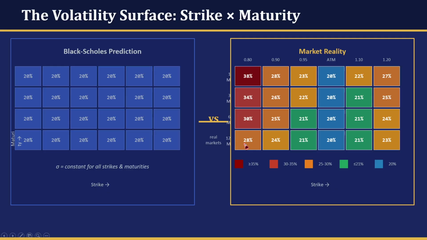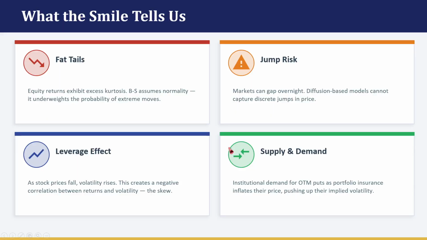So now we know that Black-Scholes predicts none of this. It produces a flat plane, or constant term. So every number that deviates from the 20% is information that Black-Scholes simply throws away.